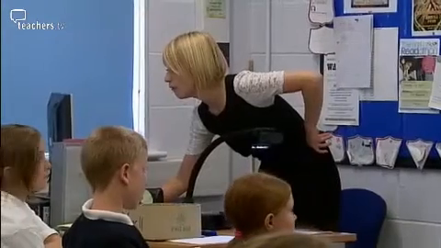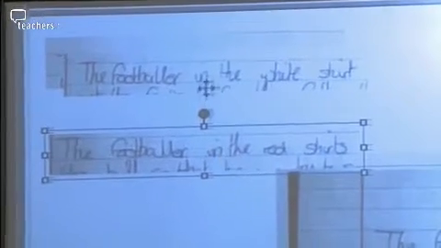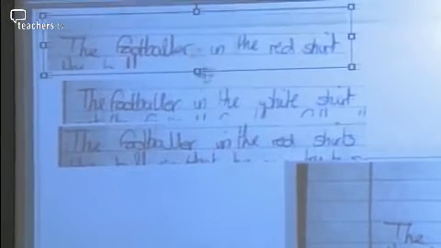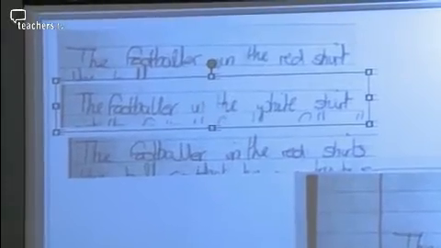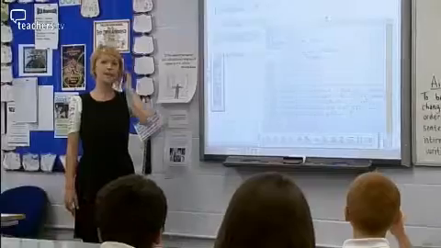We've got the footballer in the red shirt, we've got the footballer in the white shirt, and we've got the footballer again. Interesting. But what's the problem with always starting your sentences in the same way? It gets a bit boring again and again if it keeps saying the same thing.